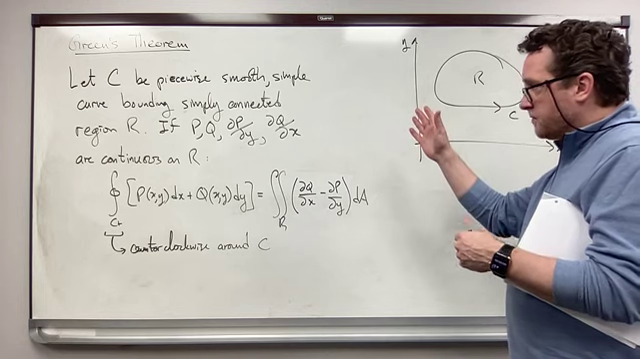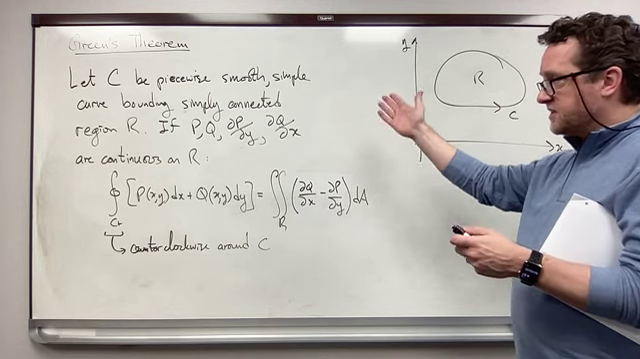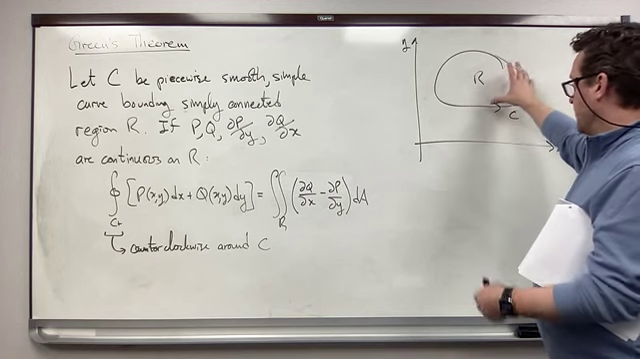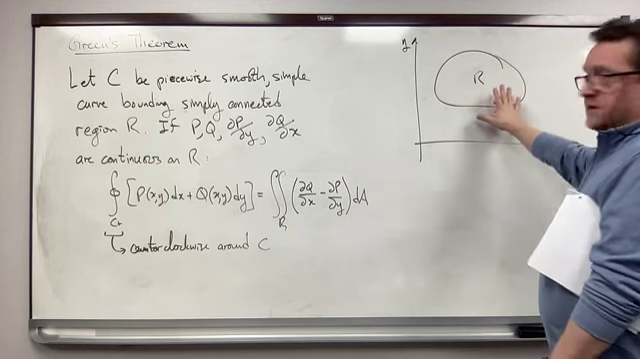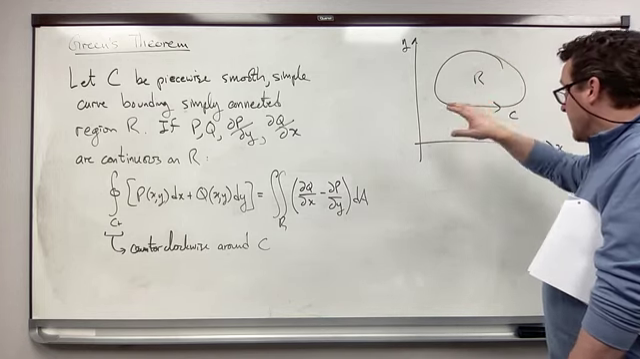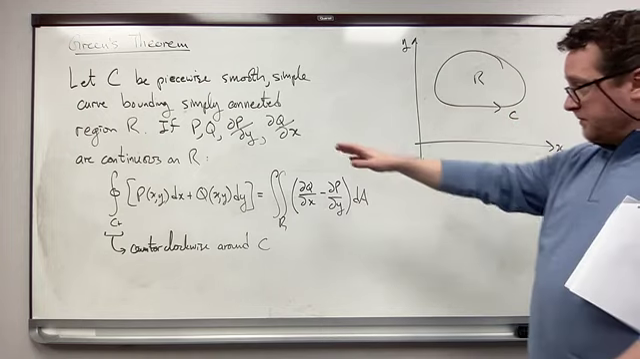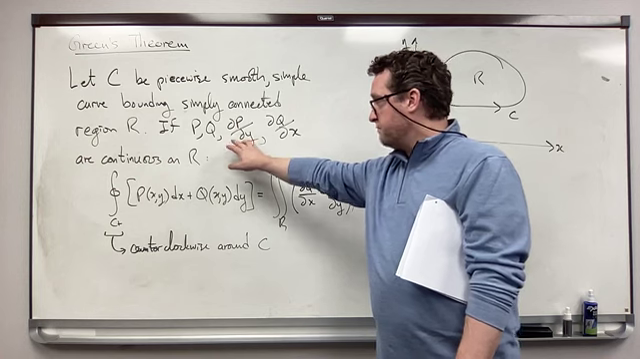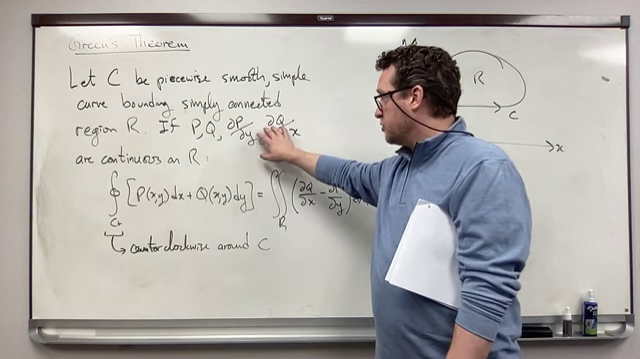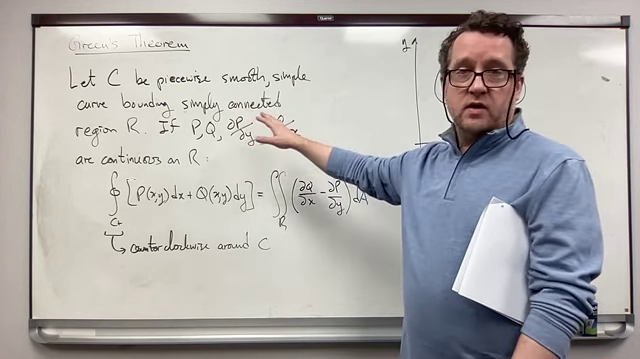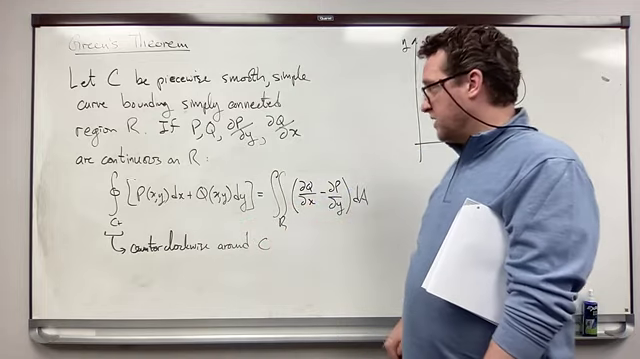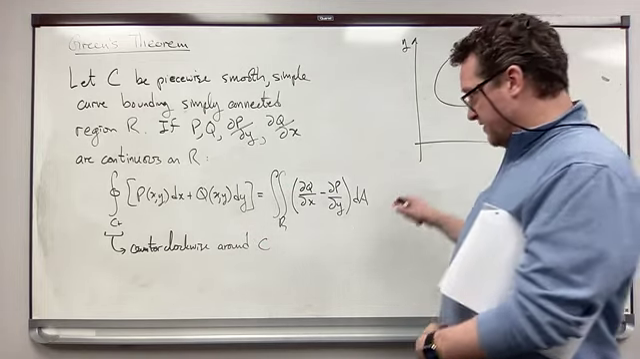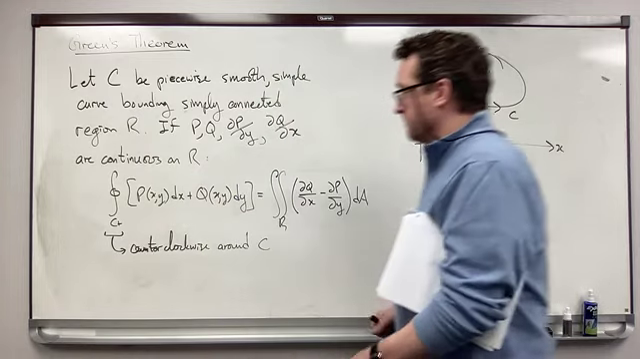C is piecewise smooth. It's a simple curve, and it's bounding a simply connected region R. A simply connected region doesn't have a pinch point in it. This is a pretty typical picture of it. If over that region R, the functions p, q, the partial of p with respect to y, and the partial of q with respect to x are continuous on R, so they're well behaved, then this is the relationship we have. This is Green's theorem.